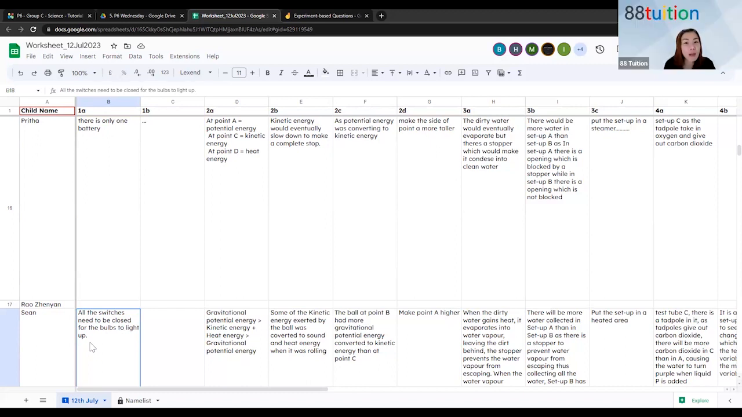Sean, you're assuming that they want all the bulbs to light up, is it? No, they actually want you to identify one disadvantage. That disadvantage is caused by S4. Okay, so S4 is like the control.